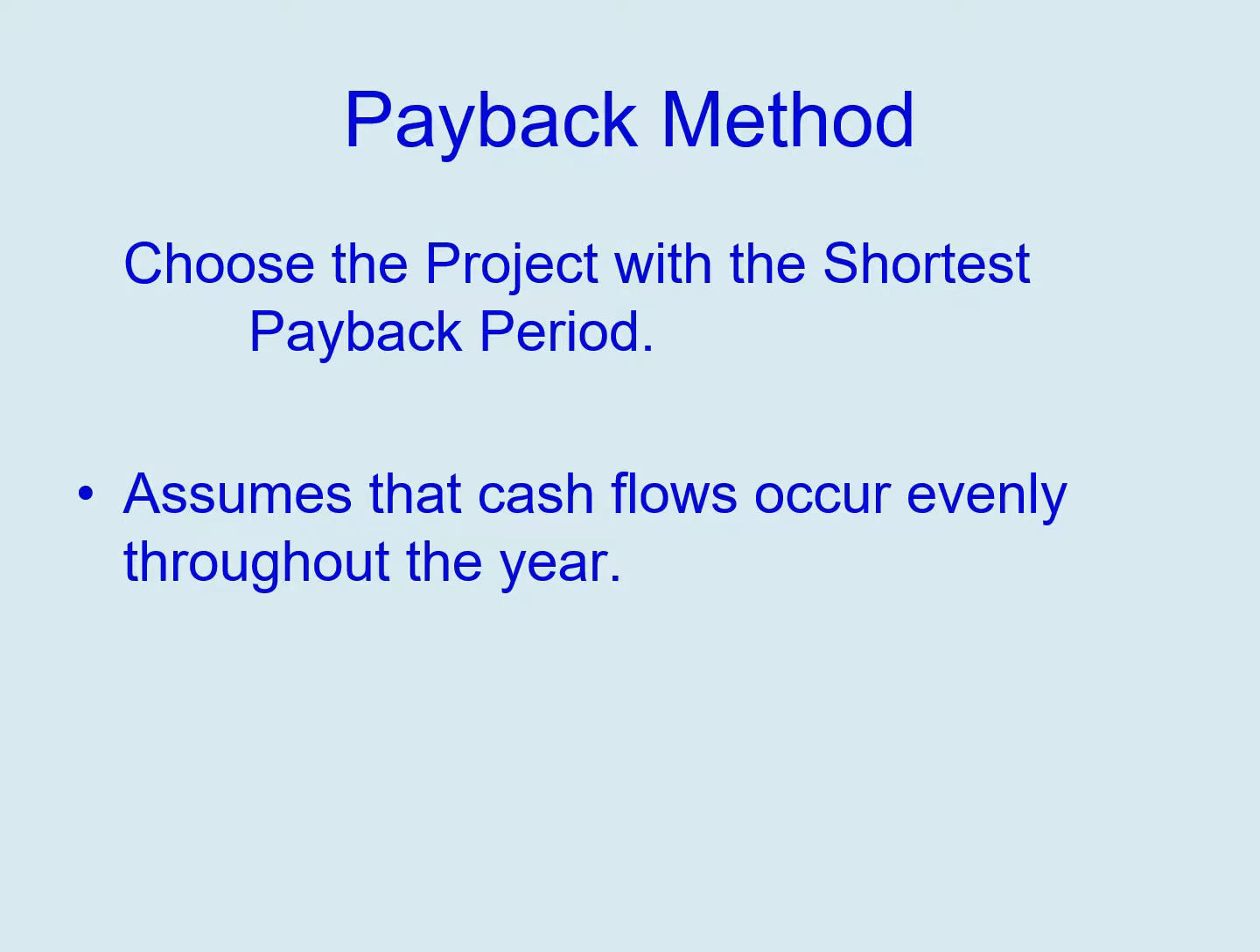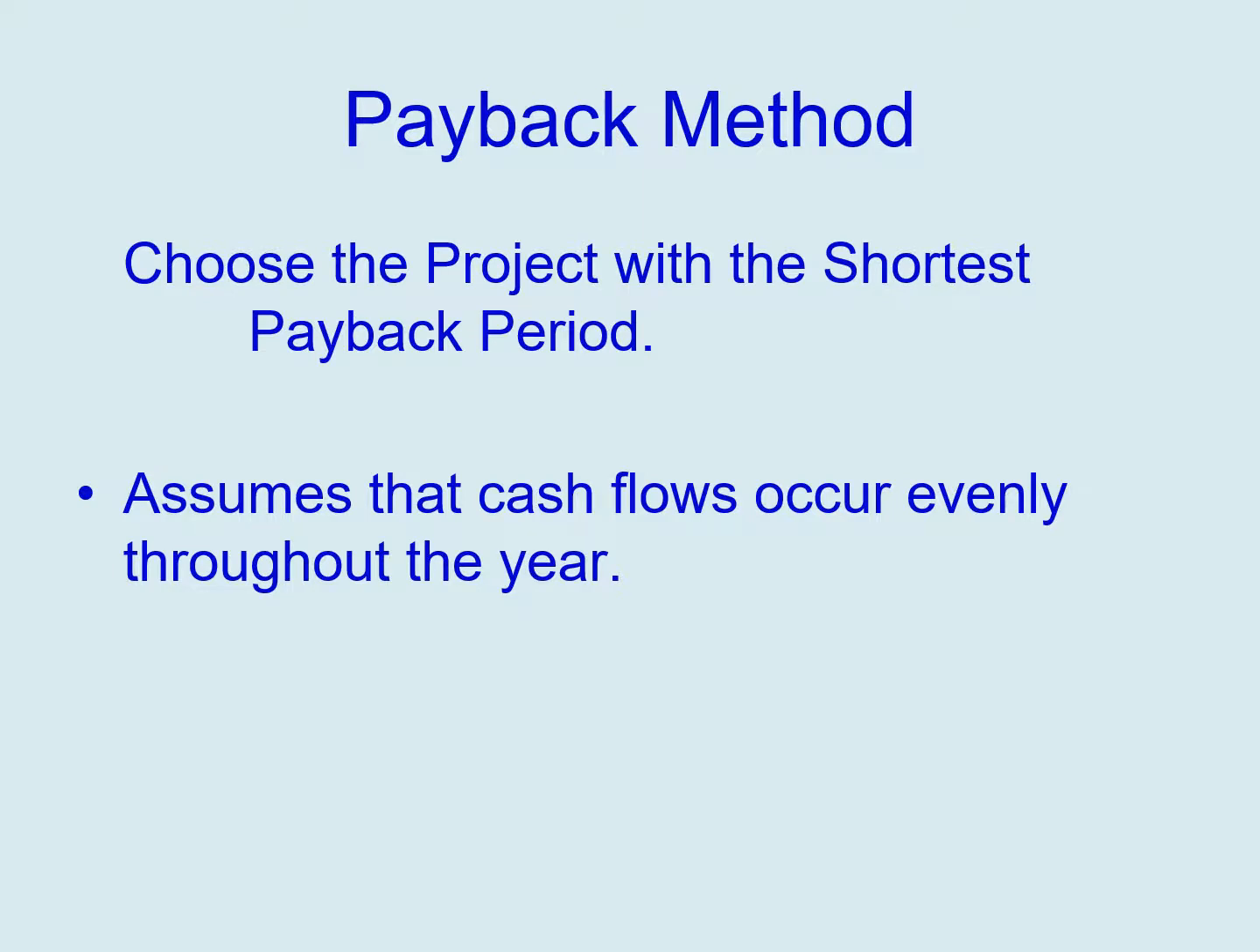So the first method I'm going to introduce is the payback method. And that one's pretty obvious even by the name. The payback is basically whichever project returns your initial investment the fastest, that's the project that you would choose if you were to use the payback method to make investment decisions. This is the only capital budgeting technique that we'll be talking about that assumes that cash flows occur evenly throughout the year. So that way you can have 2.5 years or 2 1/3 years, whatever, you can have partial years to get your investment back.